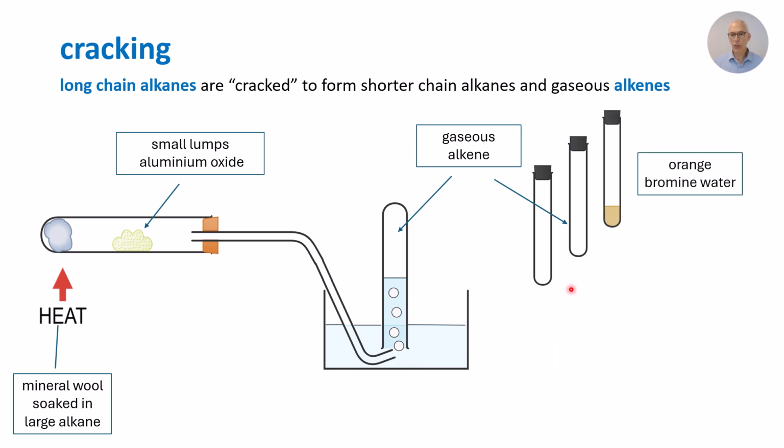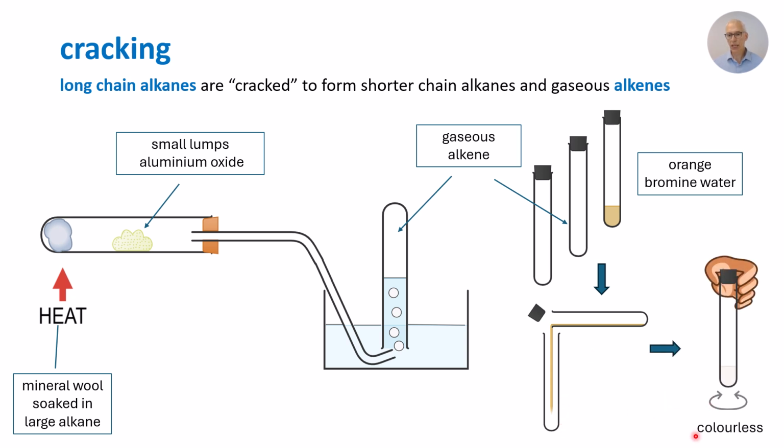Now, how do we test for an alkene? We take orange bromine water, pour the bromine water into the alkene sample. With a little bit of shaking, we get immediate decolorization. In other words, the bromine water turns colorless. That is the test for alkenes.